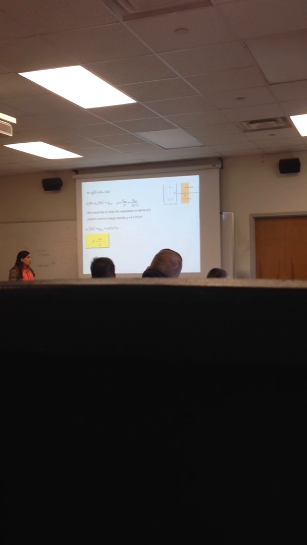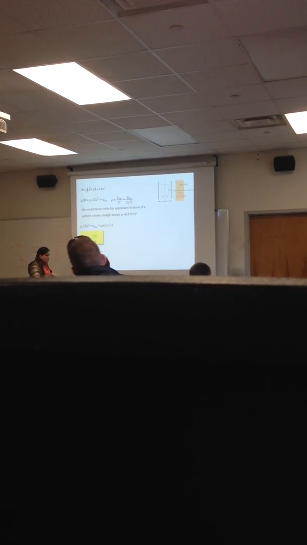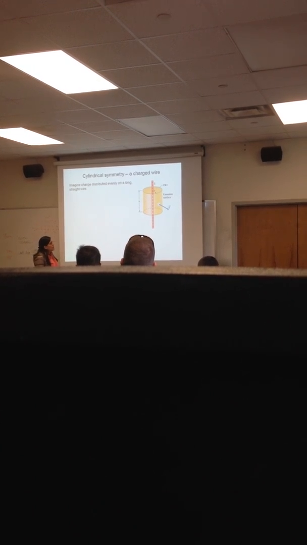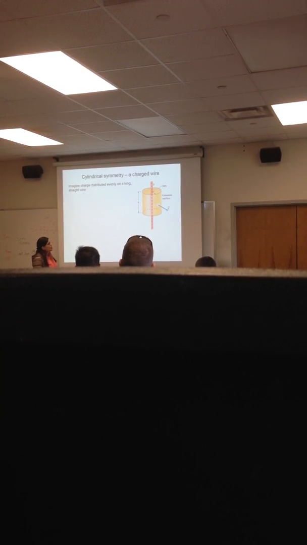It teaches a lot about what the recipe is for these kinds of problems. So planar symmetry. Let's look at cylindrical symmetry. Let's look at a charged wire. So imagine charge distributed evenly on a very long straight wire. And the Gaussian surface that makes sense here to enclose this is a cylinder. Just because it's beautiful, it's simple. Tell me immediately, what does the geometry tell you?